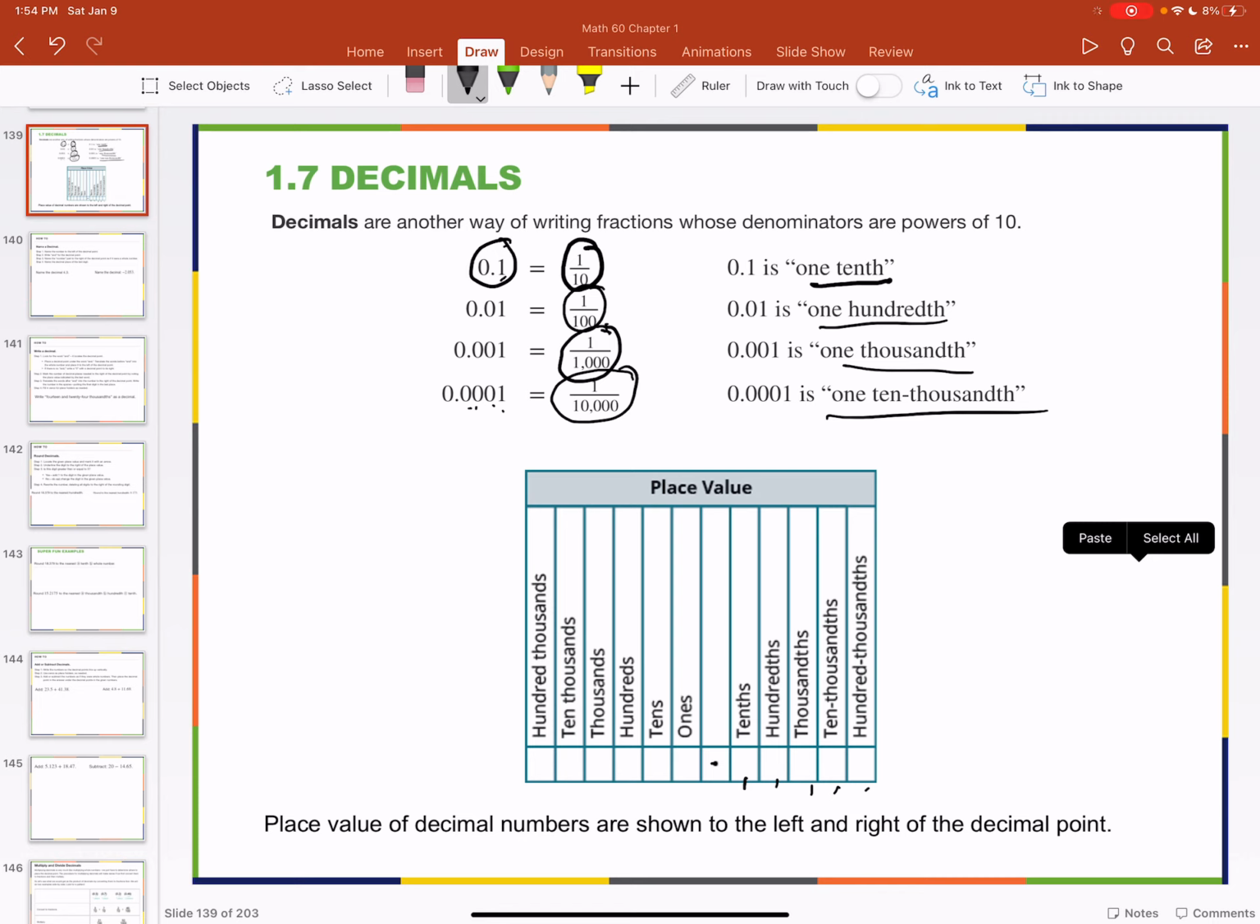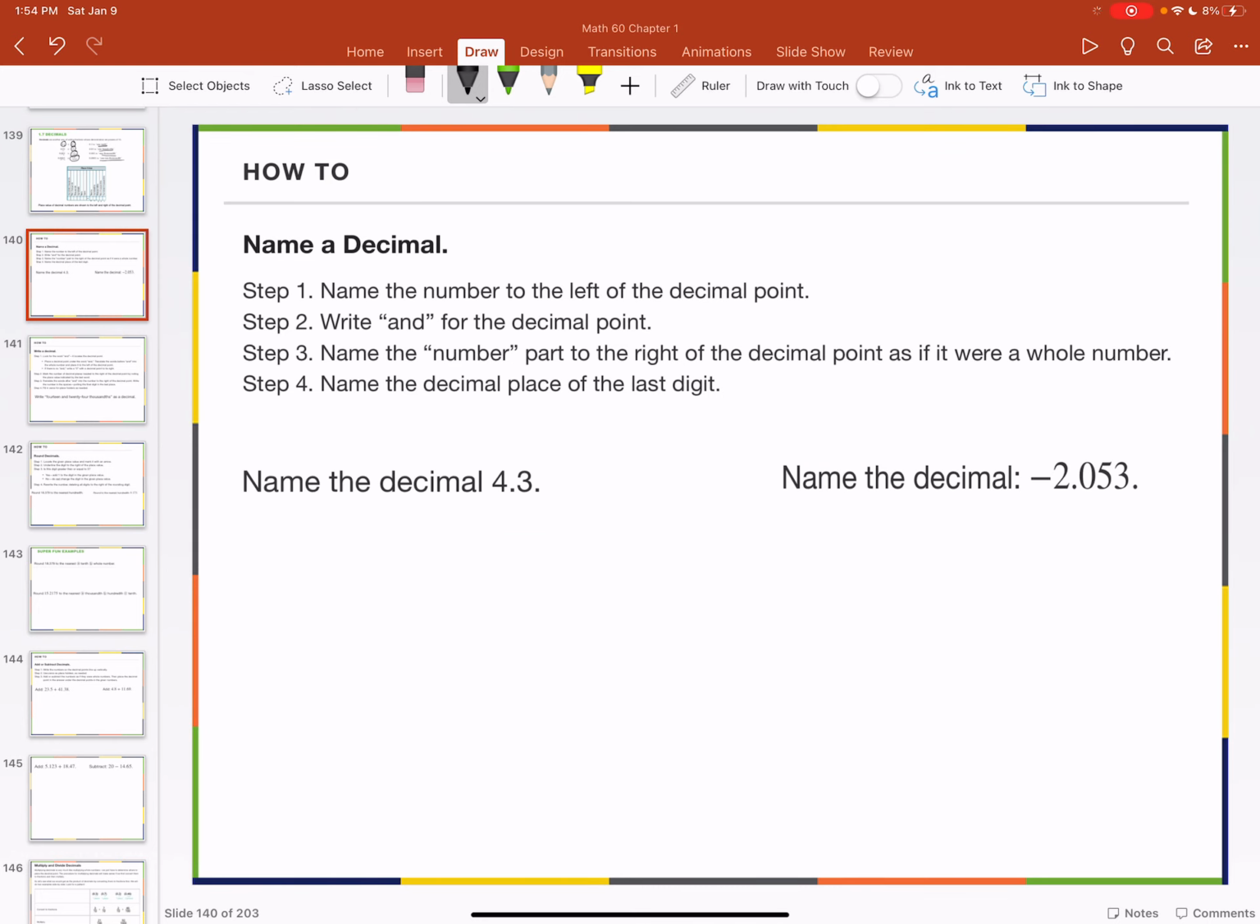So here you have one decimal place, it's 10. Here you have two decimal places, it's 100. You have three decimal places, 3 zeros, 1, 2, 3, it's 1,000. With 4 decimal places, you have 4 zeros in the denominator. So kind of interesting. Okay, so how do we name a decimal?